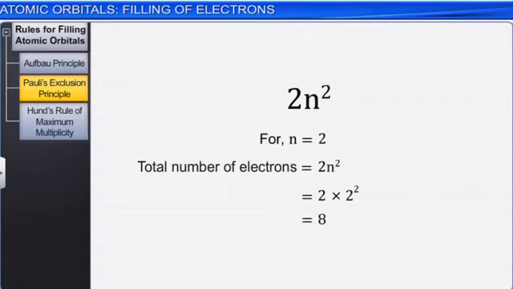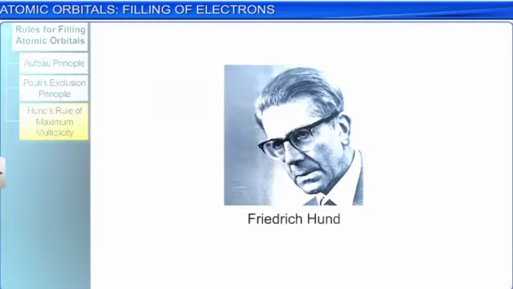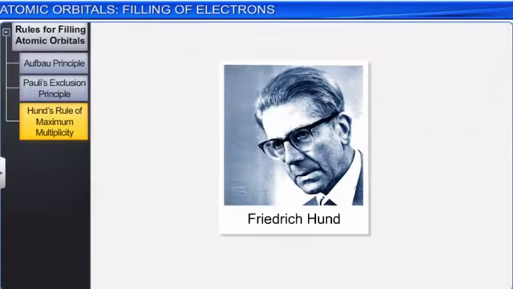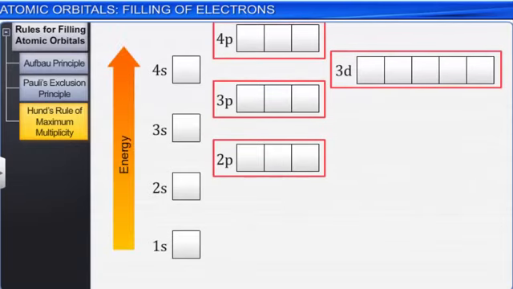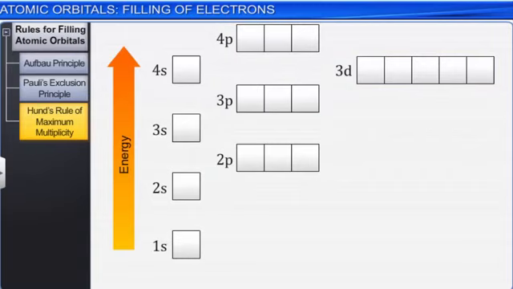The third rule of filling of electrons into the orbitals was proposed by Friedrich Hund. It is called Hund's rule of maximum multiplicity. This rule helps in filling of electrons into the orbitals of the same subshell. The orbitals belonging to the same subshell have the same energy and are called degenerate orbitals.